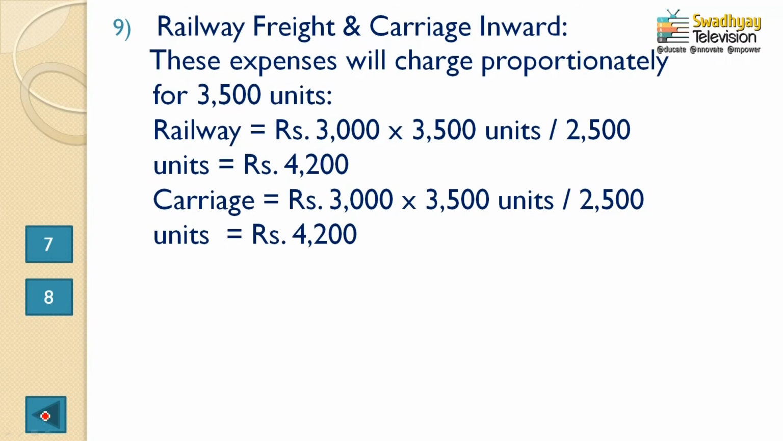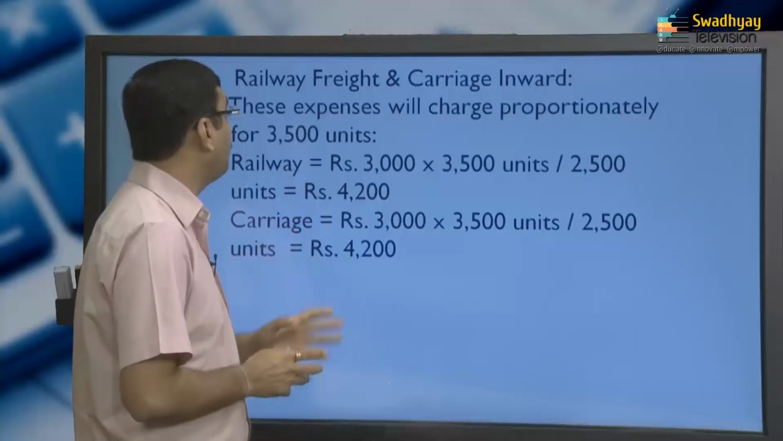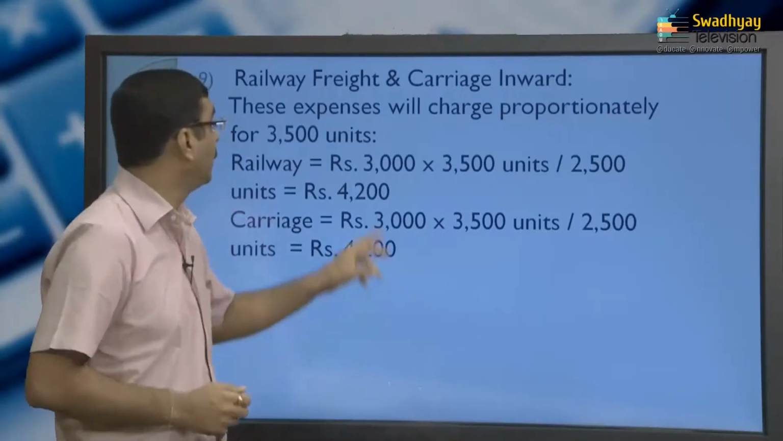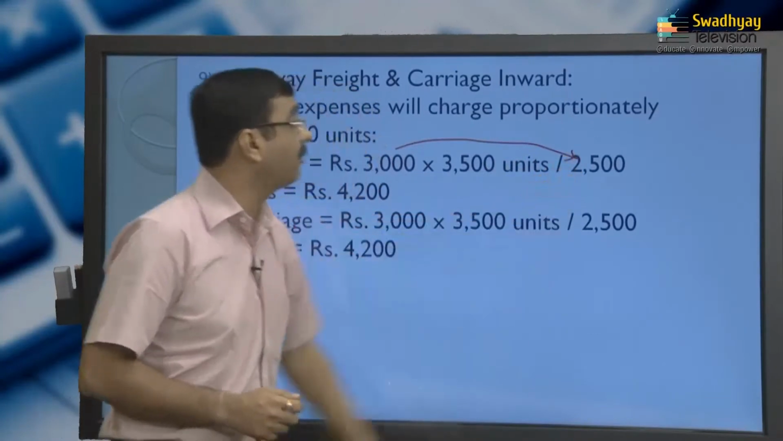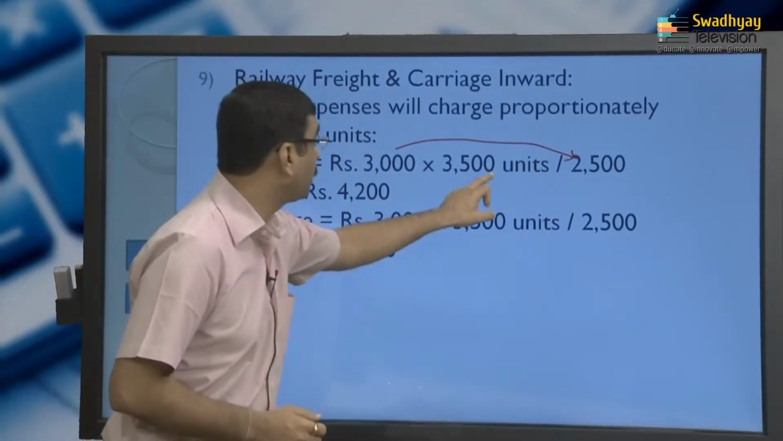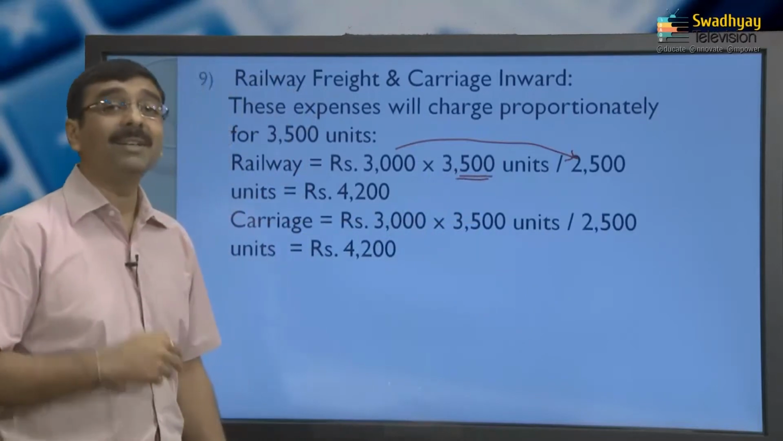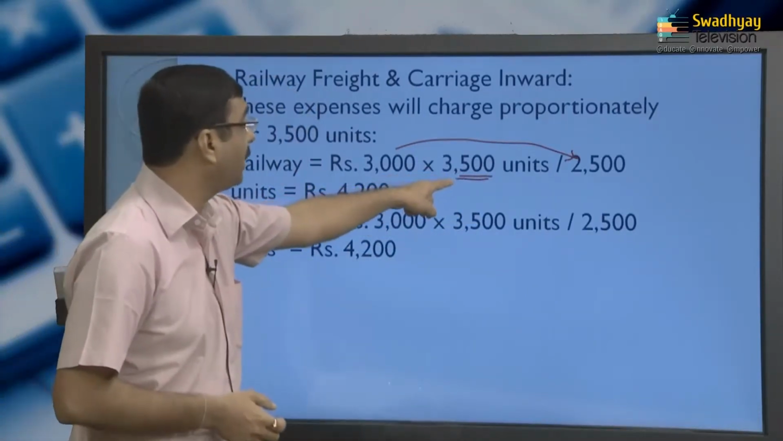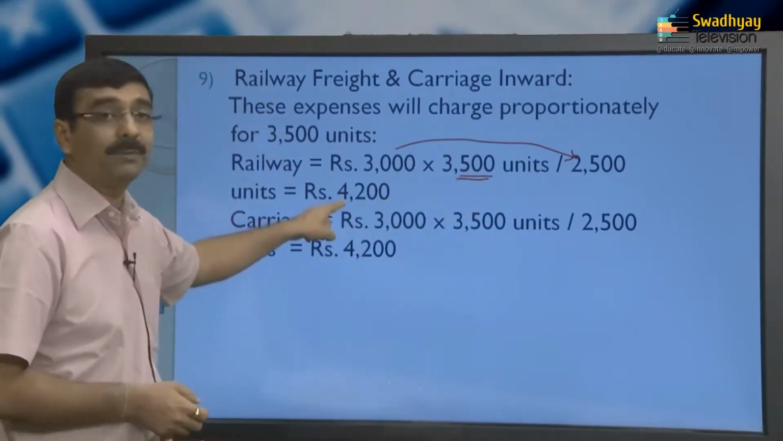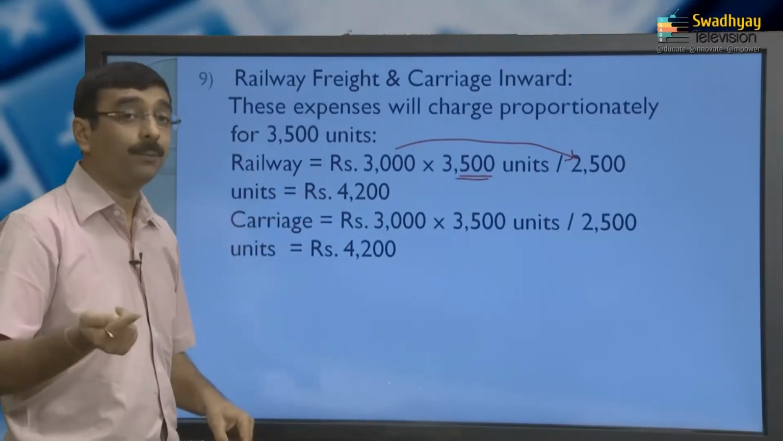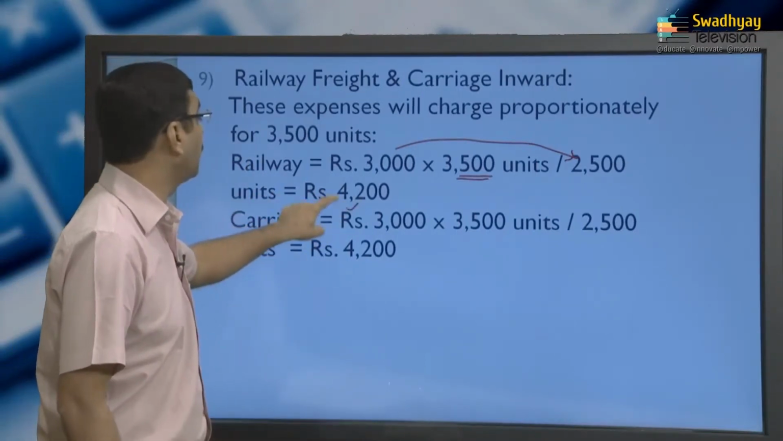Now moving to the next adjustment, that is railway freight and carriage inward. These expenses are going to change proportionately. How would it change proportionately? The railway freight was paid last year, in the year 2013, it was 3000 rupees. But this 3000 rupees was paid for 2500 units. Now in the year 2014 onwards, they will be manufacturing 3500 units. So we will find out the proportionate change on the basis of 3500 units, and it comes to 4200 rupees. So from 2014 onwards, railway expenditure is considered 4200 rupees.